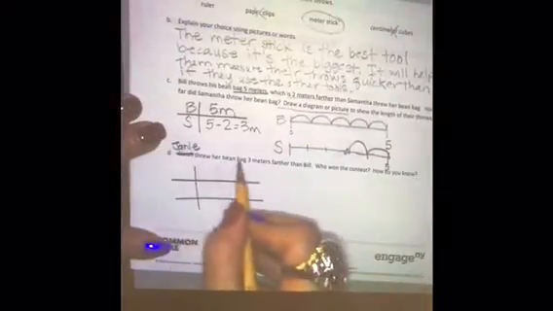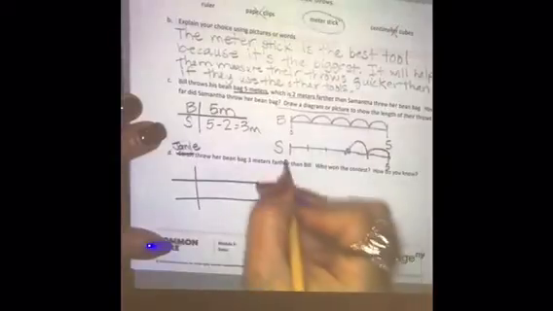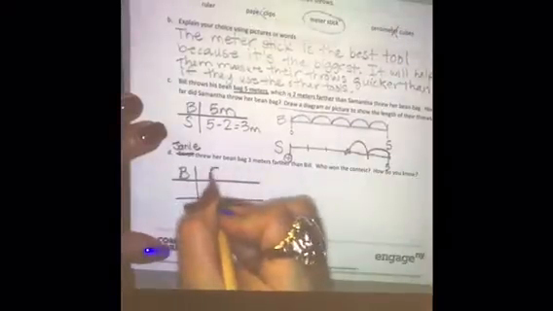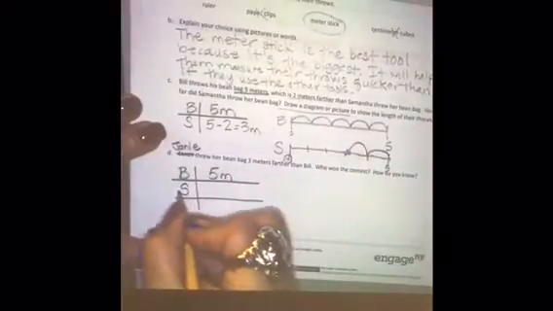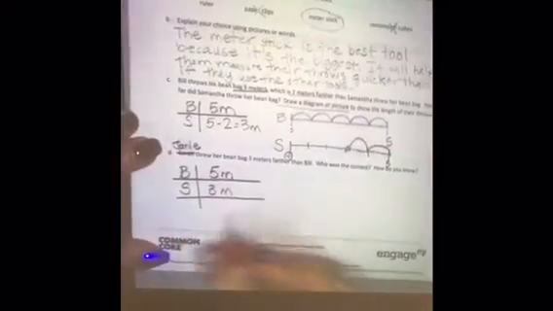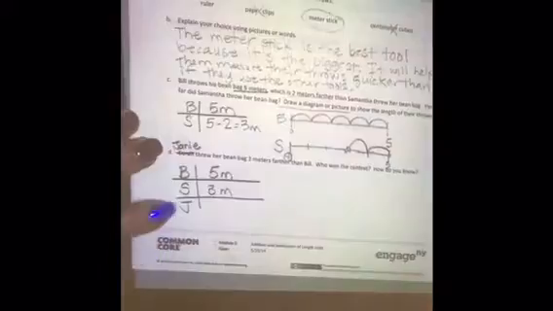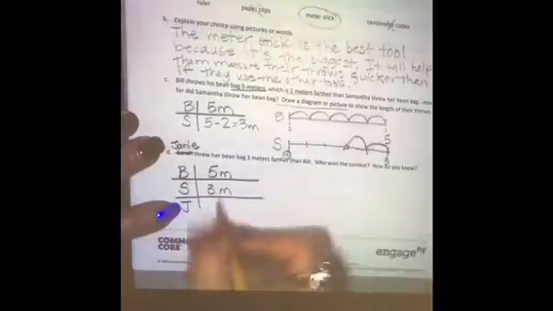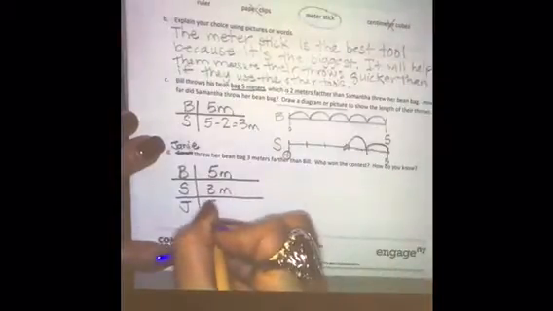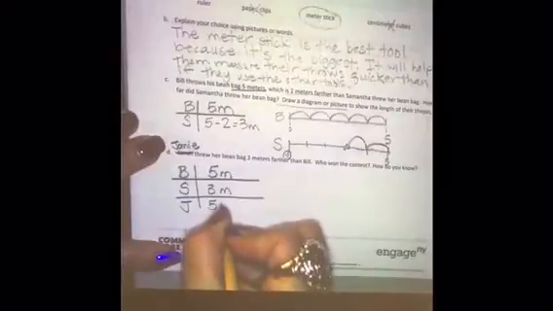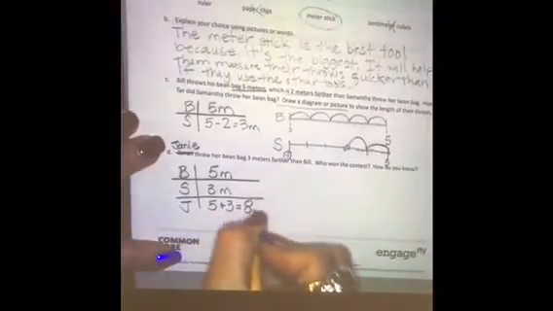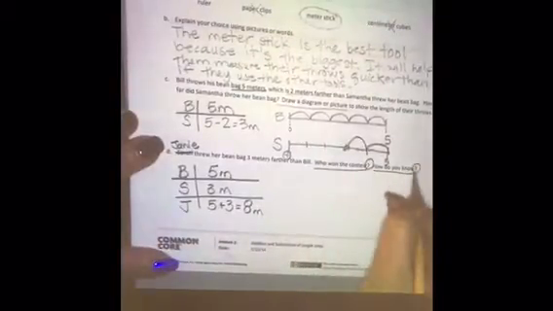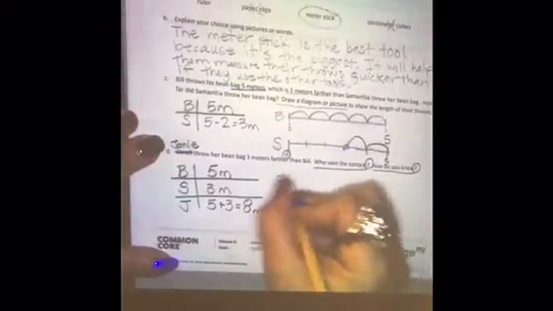Janie threw her beanbag 3 meters farther than Bill. Well, that's going to tell me to do some addition. I know already that Bill threw 5 meters, and a moment ago I figured out that Samantha threw 3 meters, and now I have Sarah, or Janie, for the purposes of making the table easy to understand. So here's Bill, and then Janie is 3 more than Bill. So Janie threw 8 meters. And the question is, who won the contest? And then, how do you know? Well, Janie won the contest.